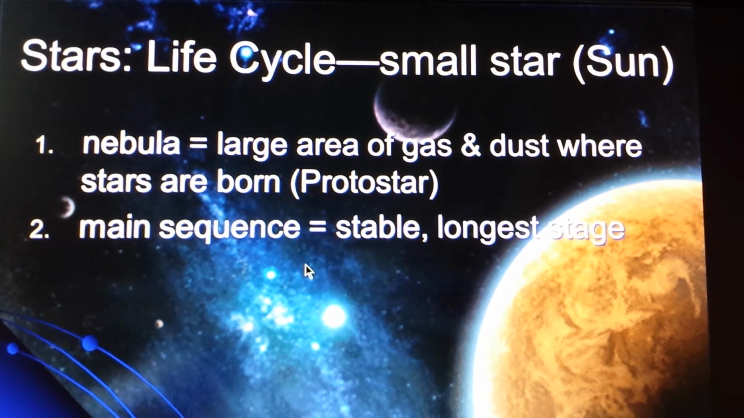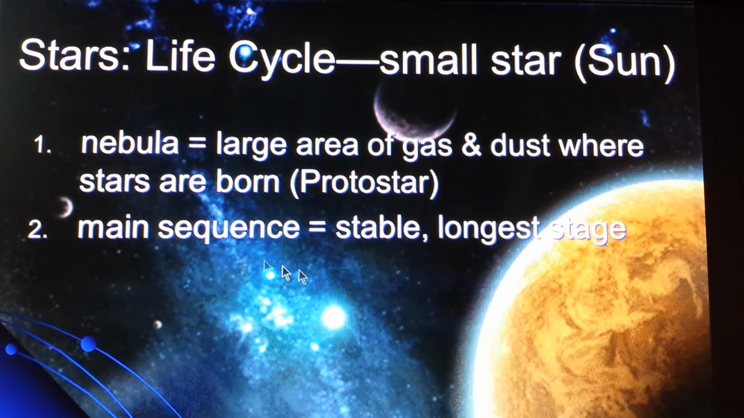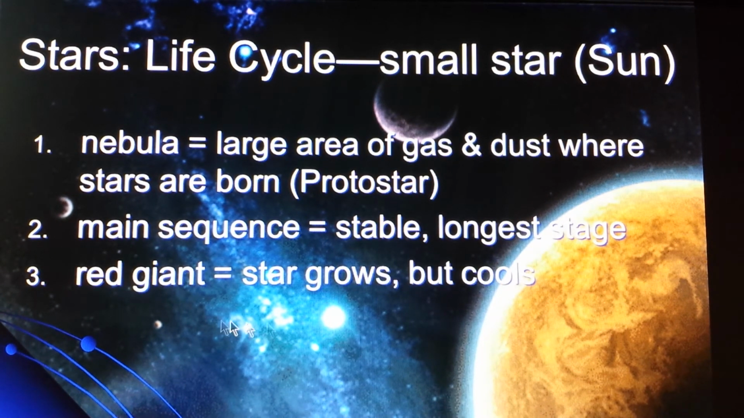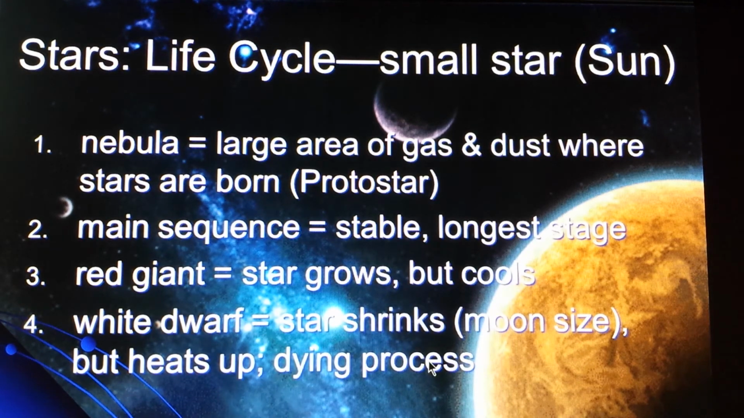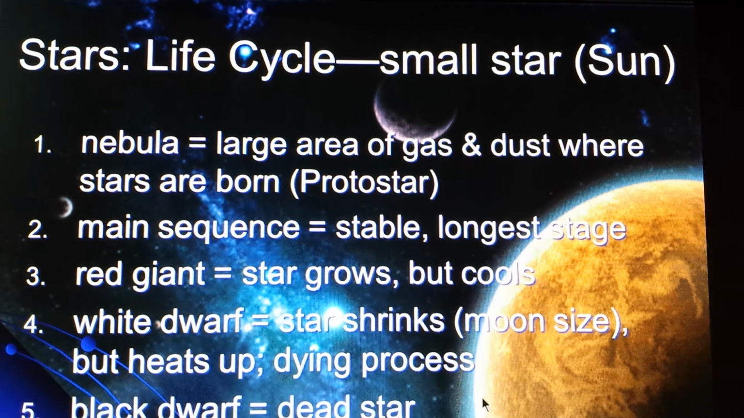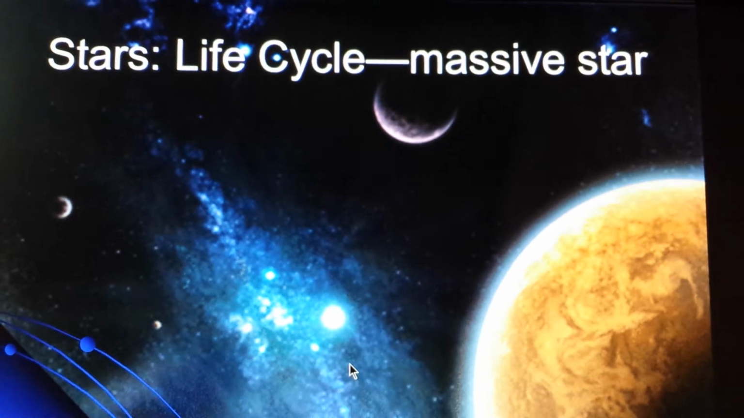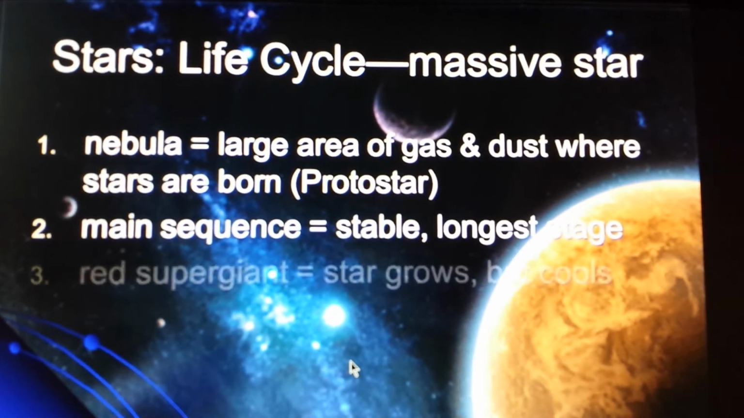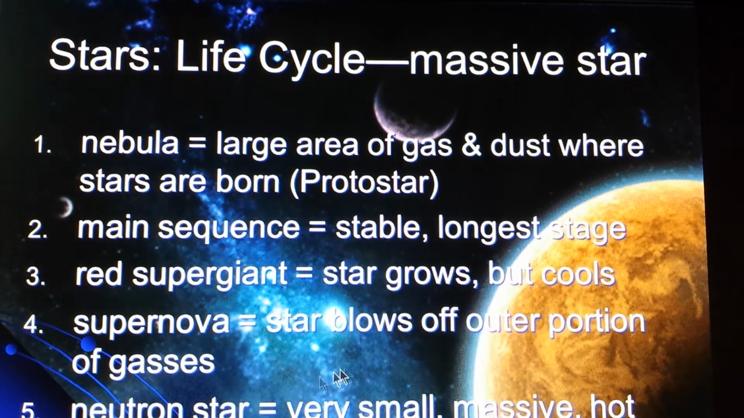Talking about nebulas being the area where stars are born, main sequence, red giants, white dwarfs, black dwarfs is just a dead star. Oh, this is for a massive star, so red supergiant, supernova, and a neutron star. You don't need to know a whole ton about that.